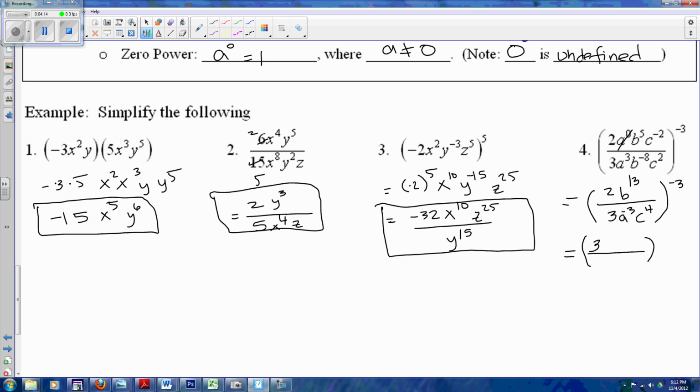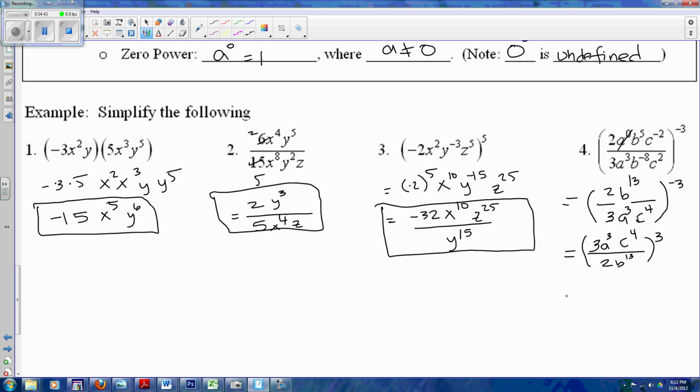So I'll have 3a, oops, that's not a negative right there, sorry. Try to erase that, sorry. 3, it's just a to the 3rd. I think it was just a dash, but it looked like a negative, so I fixed it. Okay, so 3a to the 3rd, c to the 4th, and then 2b to the 13th, and I just used the negative, so there's still a 3 out here.